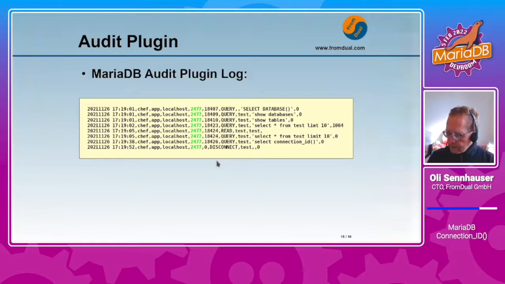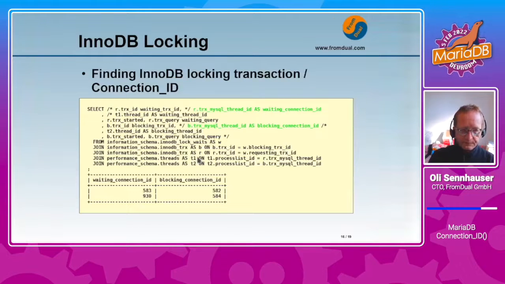Then another feature we have in MariaDB is the MariaDB Audit plugin. And in the Audit plugin log, the connection ID is added. It's here at, I think, the 5th position. This here is the connection ID. I think this is the query ID, then the type and the query itself. So again here in the Audit plugin, we can see the connection ID.